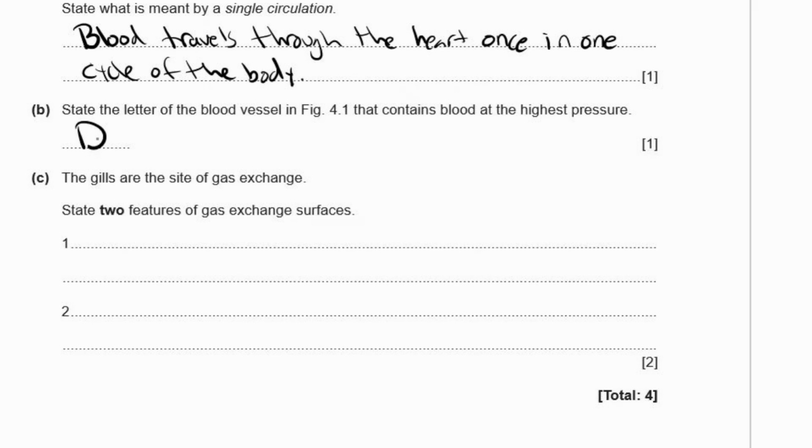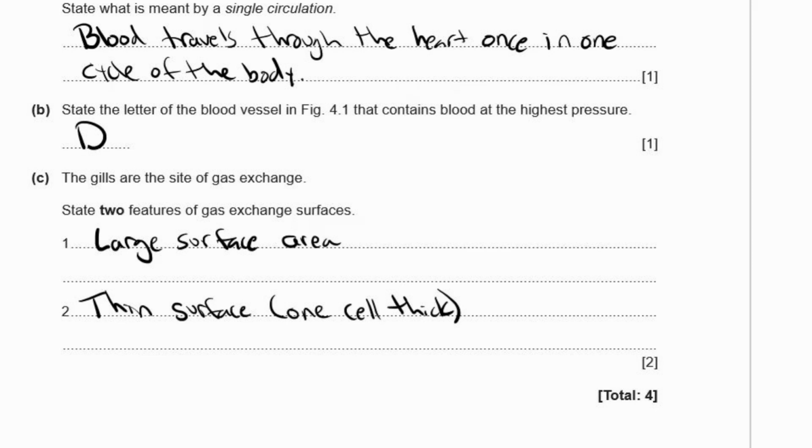C. The gills are the site of gas exchange. State two features of gas exchange surfaces. Okay, so a good effective gas exchange surface should have a large surface area. They should have a large surface area, and they should also be very thin, generally 1 cell thick. So a thin surface, 1 cell thick.